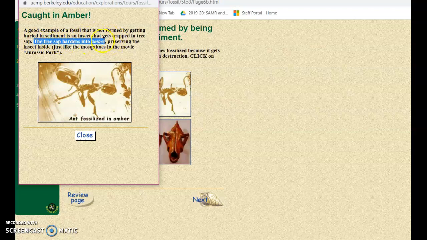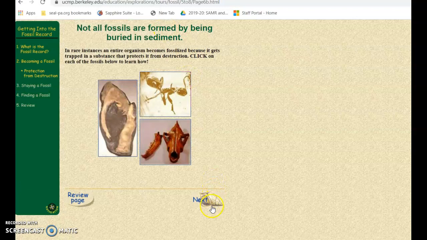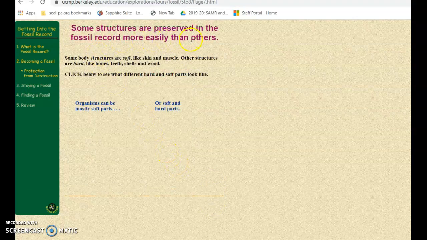Amber is also another word for a brownish color. So tree sap can harden and preserve fossils, such as an insect. Amber is good at preserving tiny things. It wouldn't be able to preserve a whole dinosaur. That wouldn't happen. But it can preserve tinier creatures like insects. Some structures are preserved in the fossil record more easily than others.